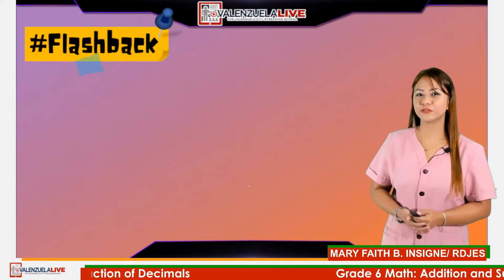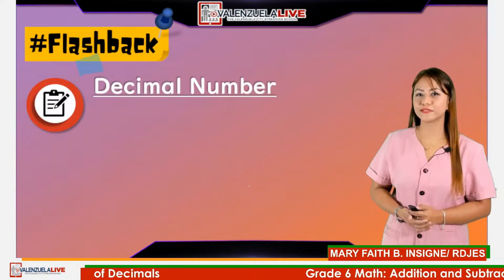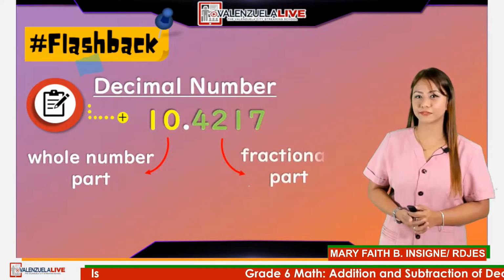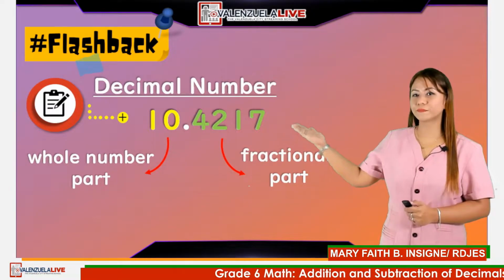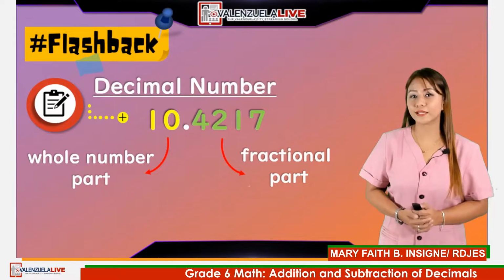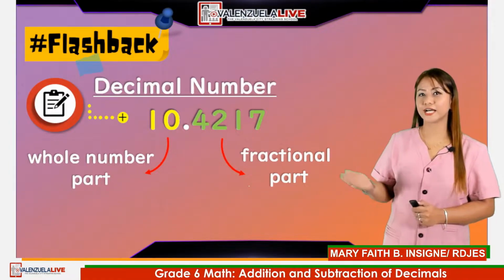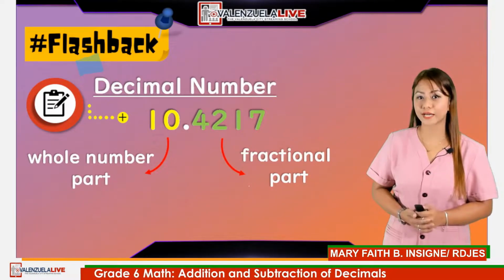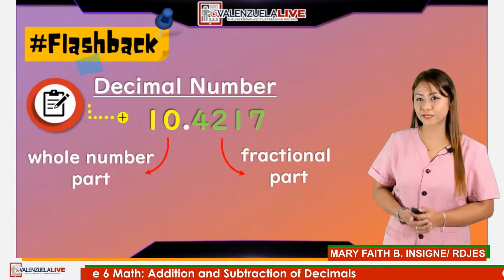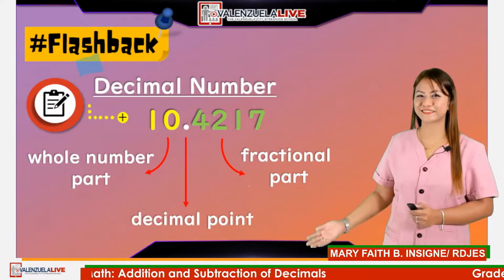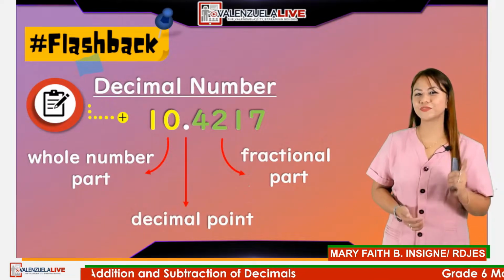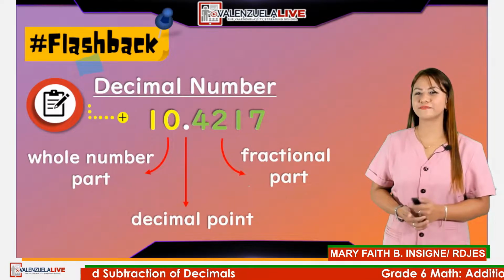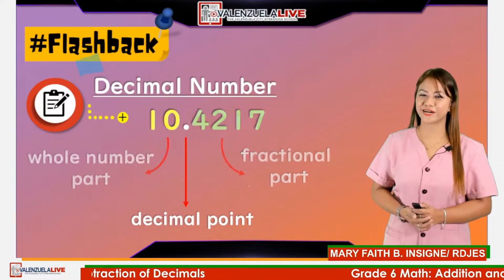Now, as a review, when we say a decimal number, it has a fractional part and a whole number part. The whole number part is the digits on the left of the dot. On the other hand, the fractional part is the digits on the right of the dot, and this dot is called the decimal point. It is used to separate these two parts. Decimal numbers can be less than or greater than 1.